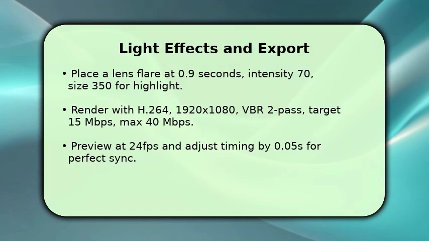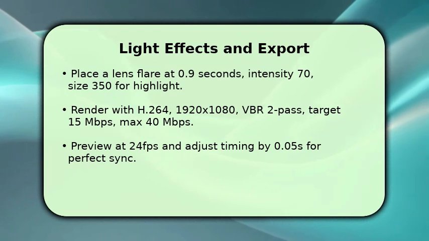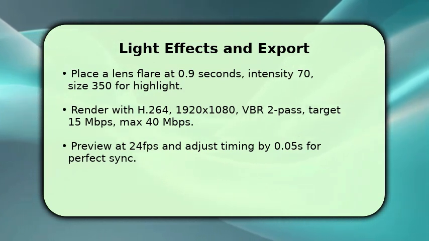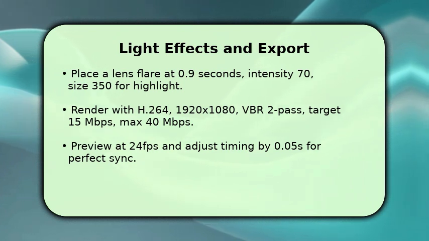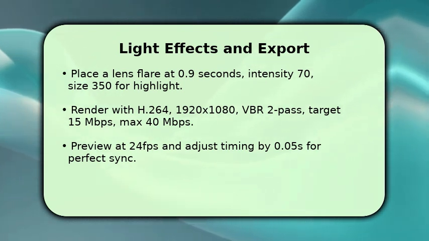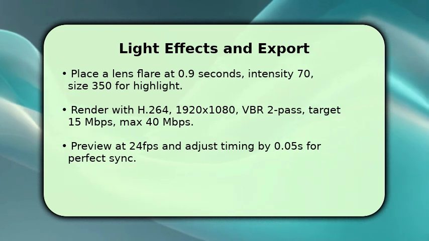Place a lens flare at 0.9 seconds, intensity 70, size 350 for highlight, parent it to the logo and animate a slight scale from 90% to 110% over 0.6 seconds. Add a 3-second light sweep using an animated white matte with add blend and rotate it 30 degrees while moving across the logo.